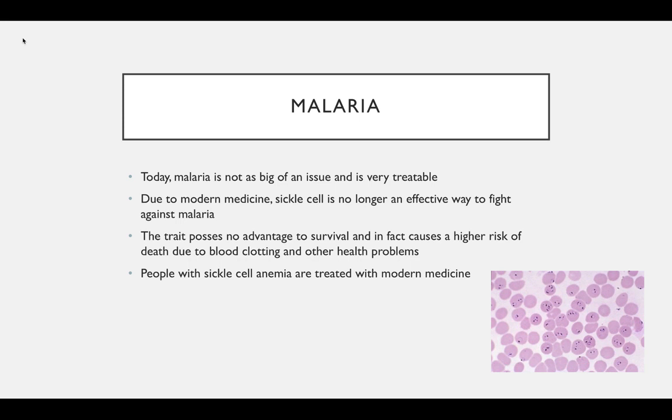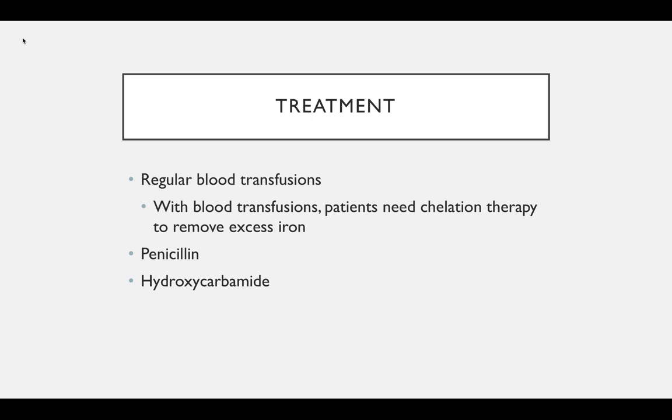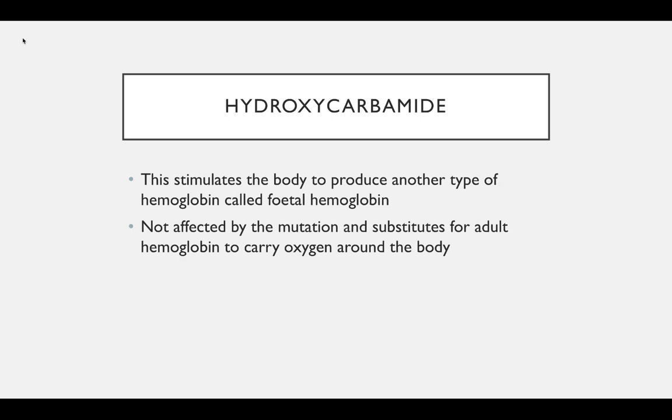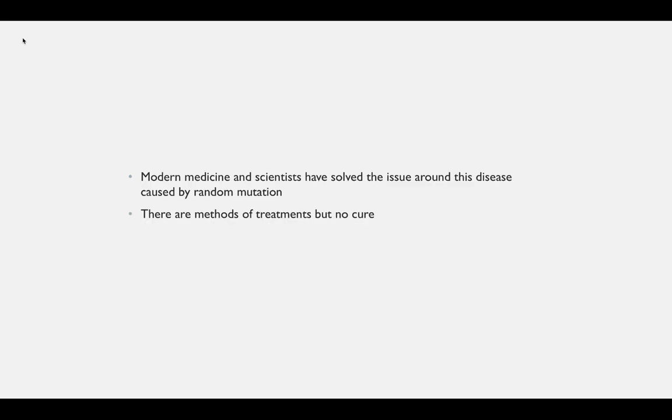The people who are still affected by sickle cell anemia now get treated using modern medicine. Some ways to treat this disease are regular blood transfusions, therapy, and daily antibiotics, and if severe, the patient will be prescribed hydroxycarbamide. This stimulates the body to produce another type of hemoglobin called fetal hemoglobin. This hemoglobin is not affected by the mutation and substitutes for adult hemoglobin to carry oxygen around the body. Finally, modern medicine and scientists have solved the issue around this disease caused by a random mutation. There are methods of treatment, but no cure.